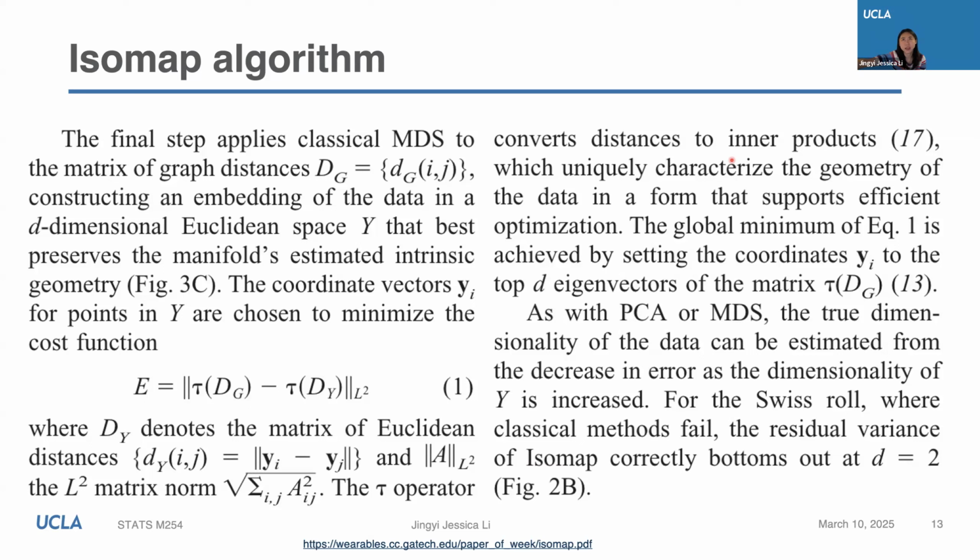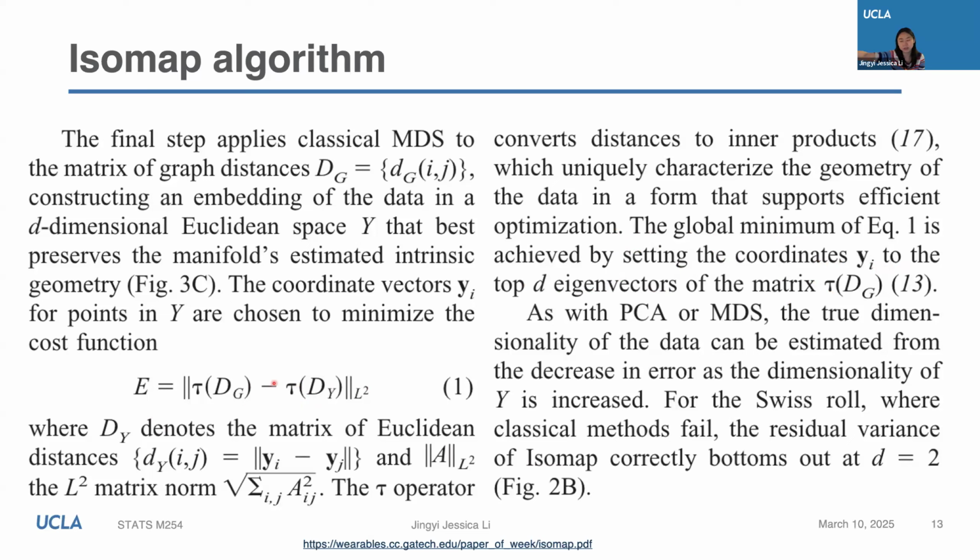We are trying to get the Y transpose, so to get an n by n Gram matrix. If you check the lecture notes, we did that, which uniquely characterizes the geometry of data in a form that supports efficient optimization. The global minimum of this equation 1 is achieved by setting the coordinates yi to the top d eigenvectors of the matrix tau G. Yeah, that's what we did.